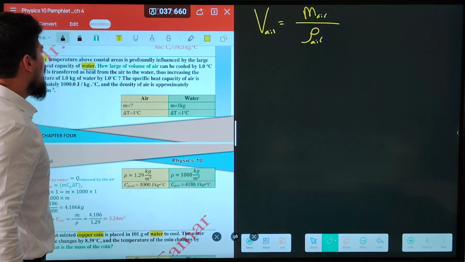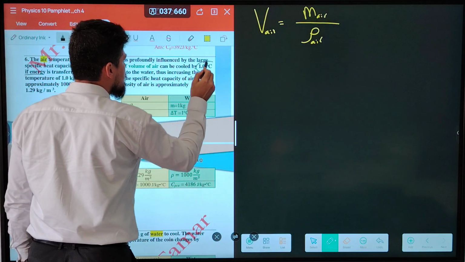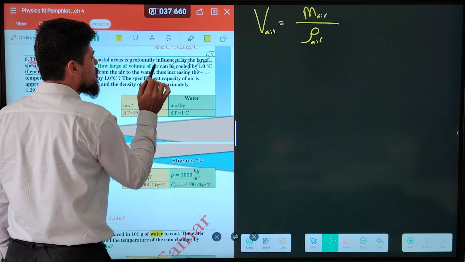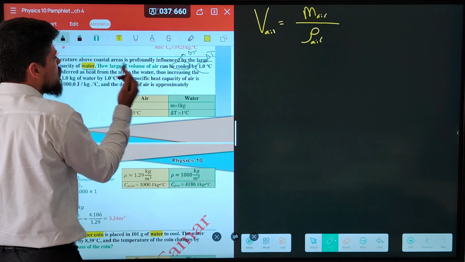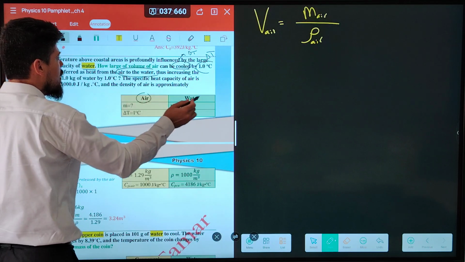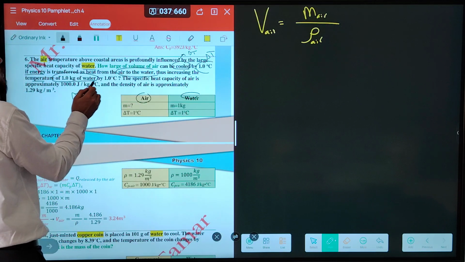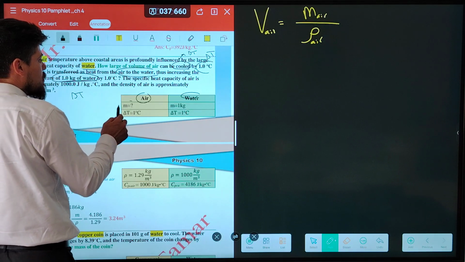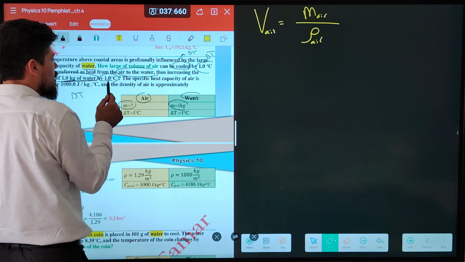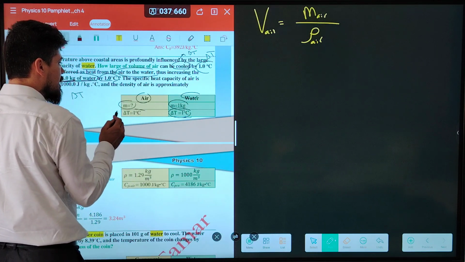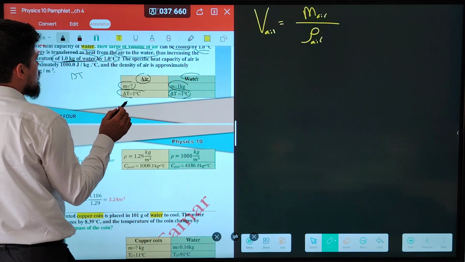How large a volume of air can be cooled by 1 Celsius? This is delta T. Cooled means the change in temperature. When 1 Celsius of energy is transferred as heat from the air to the water, how many substances do you have? Two, air and water, thus increasing the temperature of 1 kilogram of water. We don't have the mass of air, but we have the mass of water. 1 kilogram of water changes by 1 Celsius. Delta T for water is 1 Celsius, delta T for air is also 1 Celsius. The specific heat capacity of air is approximately 1000 joule per kilogram Celsius.